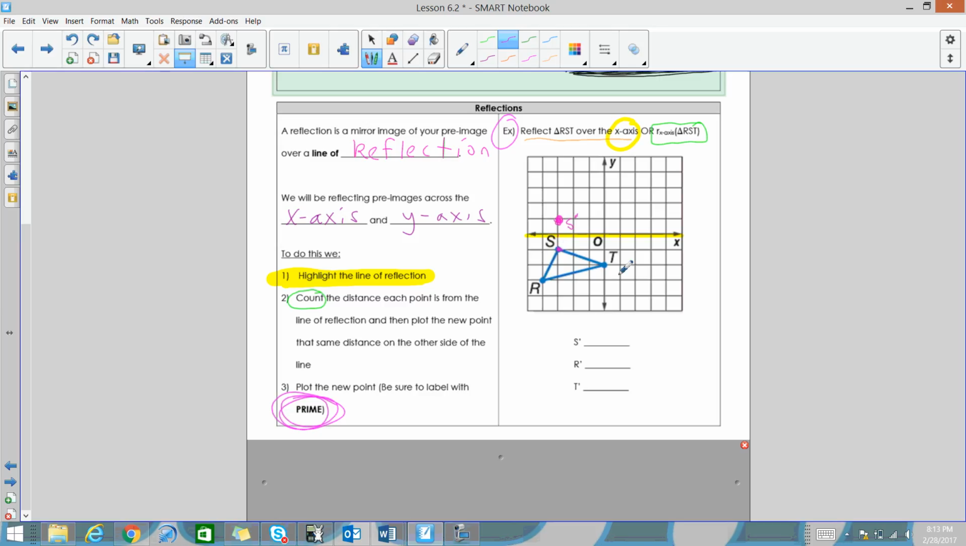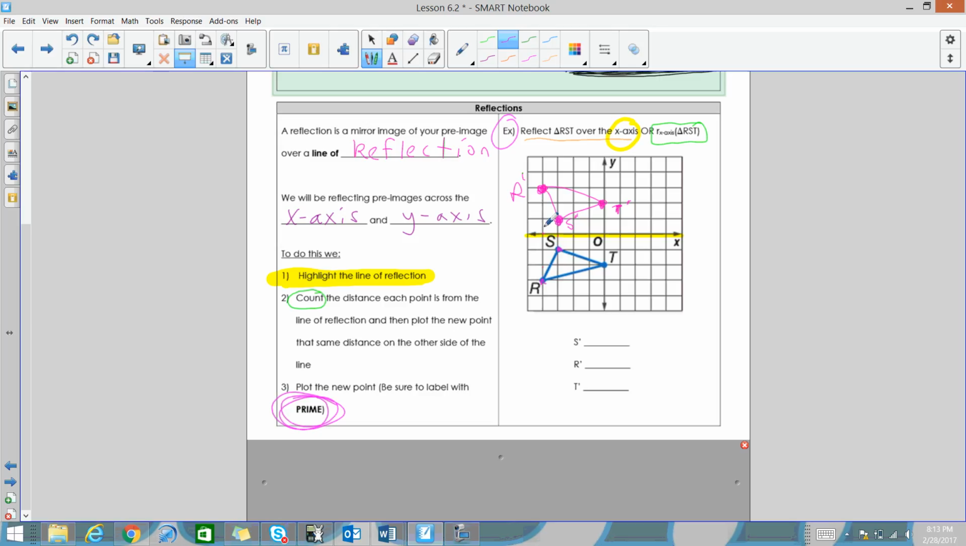We're going to do the same thing with the other 2 points. Now R is 1, 2, 3 units away from your x-axis, so we're going to go 1, 2, 3 on that same vertical line, and this is your R prime. And then lastly, T prime, 1, 2, so we're going to go 1, 2 on the other side, and here is T prime. There we go, this is your first reflected image.